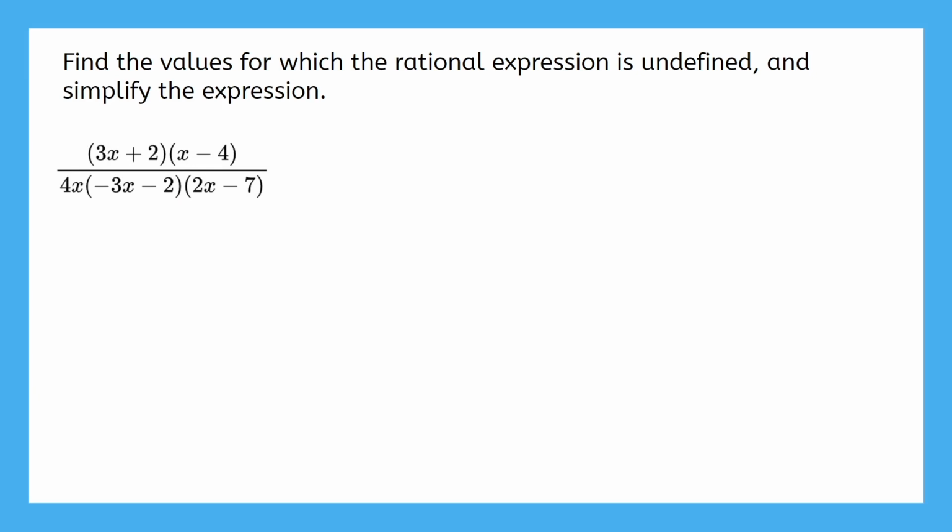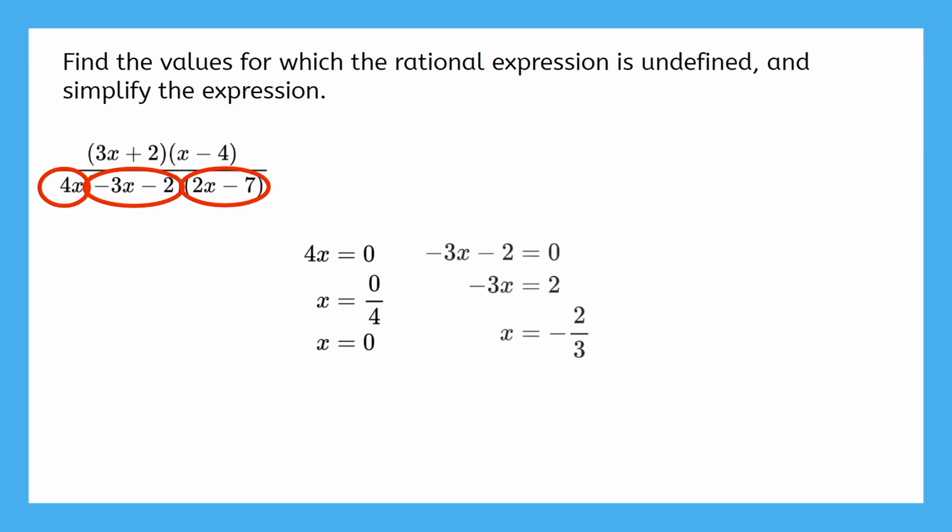Next example says to find the values for which the rational expression is undefined and simplify it. Why don't you pause the video here and try this problem by yourself? First things first, we want to find where this expression is undefined. There are 3 factors in the denominator. So if x equals 0, if x equals negative 2/3, or if x equals 7 halves, this expression would be undefined. So along the side, we write that x cannot equal those numbers.